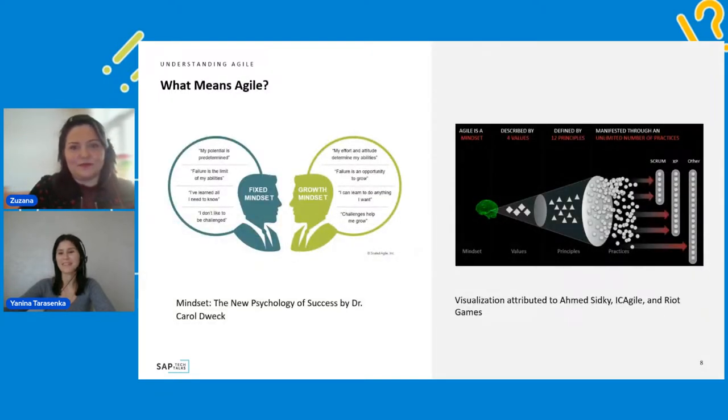Thank you, Zuzana. So colleagues, let's speak a little bit about what Agile means. And my first question to you would be, do you know this picture? And I guess that your answer would be probably yes, because every Agile training starts with it. So let's speak a little bit about the definition of Agile mindset. This definition is based on Dr. Carol Dweck's book, Mindset, the New Psychology of Success. And in this book, Dr. Dweck suggested us two kinds of mindset, fixed one and growth one.